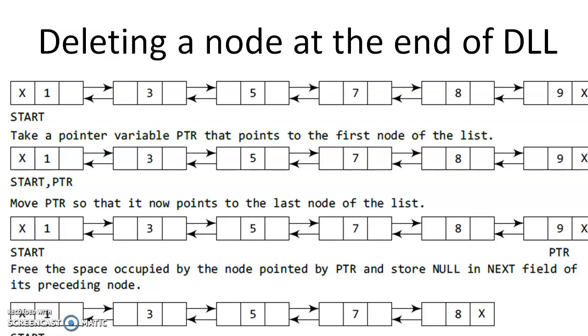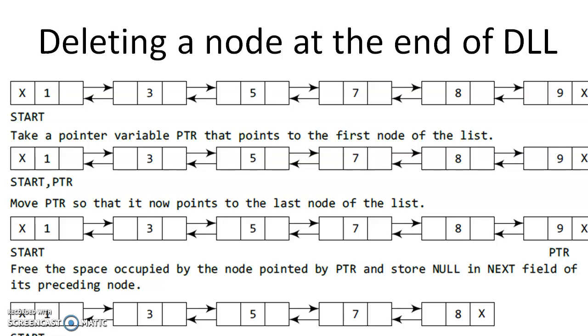The next operation is deleting a node at the end of the double linked list. I want to delete the last node present in the double linked list, that is 9. So we'll take an example and see how we are doing that particular thing. Now I want to go from start to this particular 9. For that particular purpose, the pointer is placed at the starting of the node, and I have to reach the ending of the node.